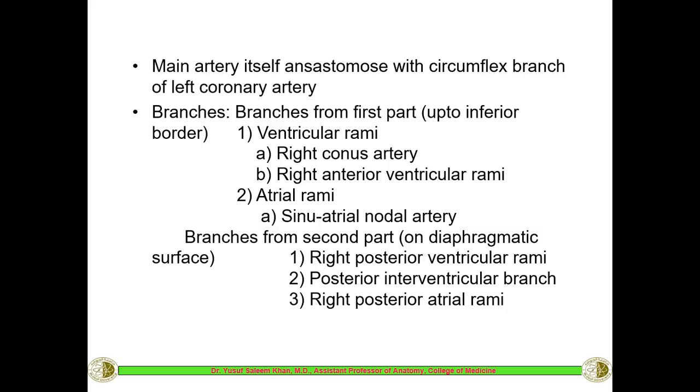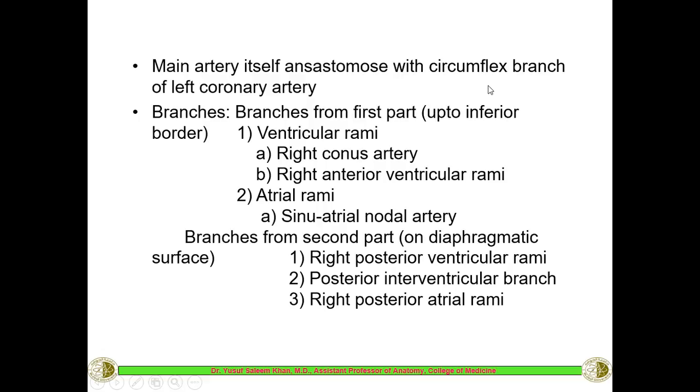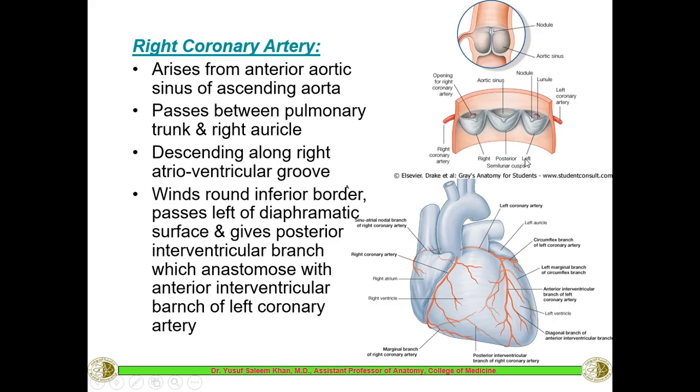The main artery itself anastomoses with the circumflex branch of the left coronary artery. If you can see here, this is the main artery which will be going further, even though it gives a branch here, the posterior interventricular branch. The main artery itself will go here, and then it anastomoses with a branch from the circumflex branch of the left coronary artery. This is the left coronary artery which gives a branch called the circumflex branch, and it will be anastomosing with the main artery here.